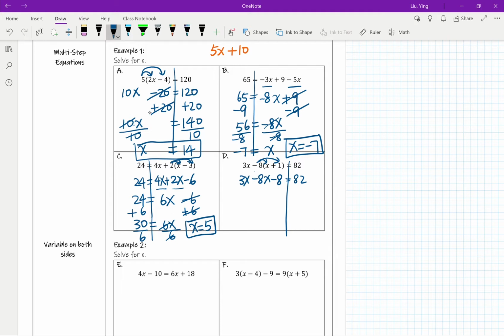Again, we have like terms, so we'll combine them. So that would give us negative 5x. And then everything else is just the same for now. And then we'll try to undo the plus or minus first, in this case minus, so we'll add 8 on both sides. And then we'll have negative 5x to bring down, and on the right hand side is 90. And then we can divide by negative 5 on both sides to undo this times negative 5. So that way we only have x left, and the answer would be negative 18.